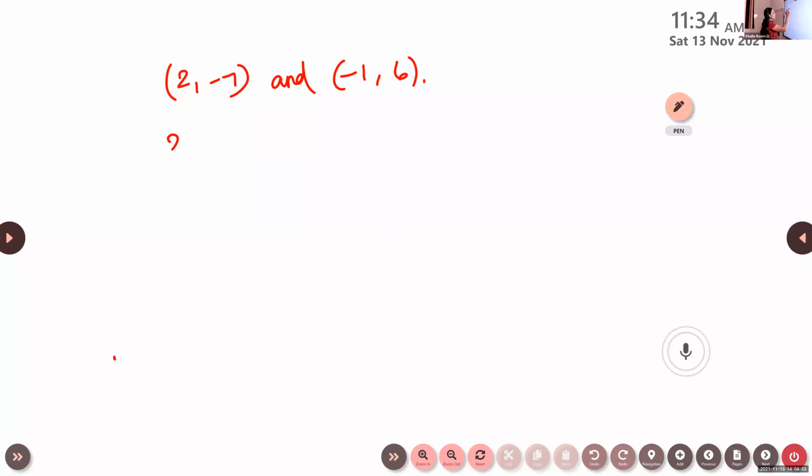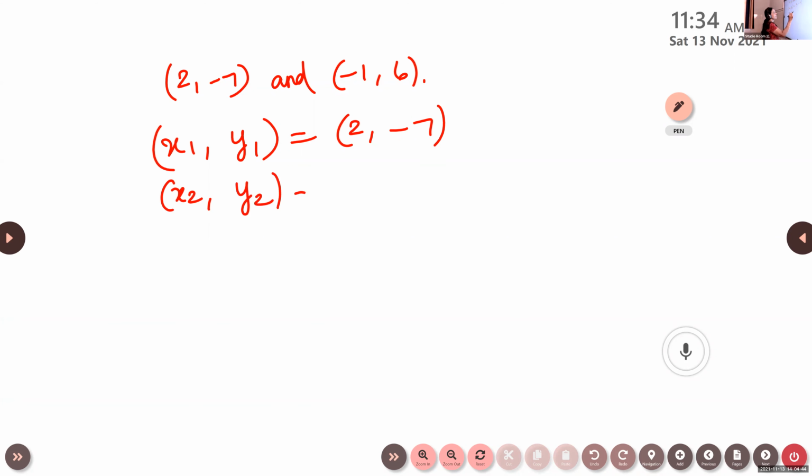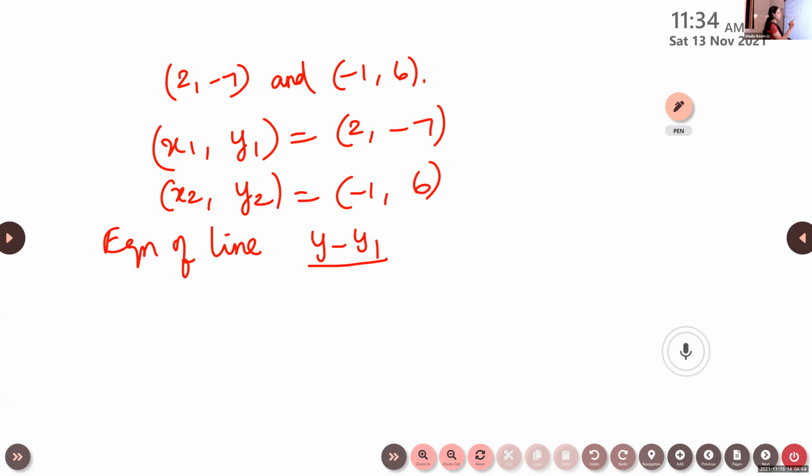Okay. So 2 points form. When we are given with 2 points, name the first point as x1, y1. It is 2, negative 7. The next point you name it as x2, y2. It is minus 1, 6. So now what is the equation of the line? Equation of the line is y minus y1 by y2 minus y1 equal to x minus x1 by x2 minus x1. Look at here. Numerator and denominator are ending with 1. What is the formula? Say it again.